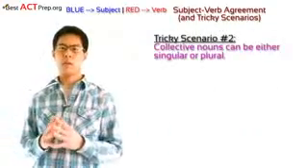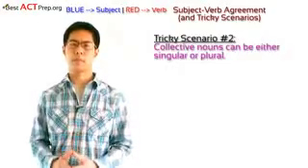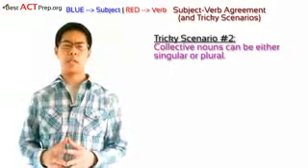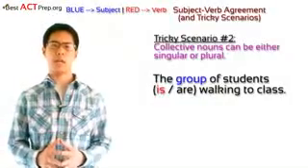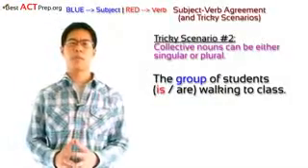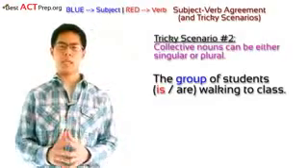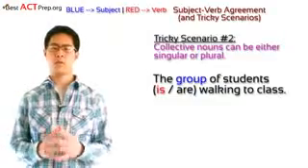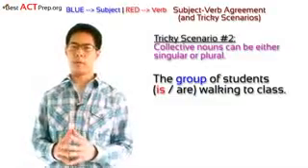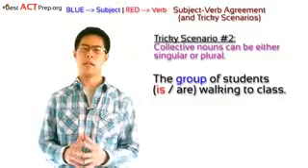Tricky scenario number two. Collective nouns can be either singular or plural. Take a look at the following example. The group of students is or are walking to class. Here, group is the subject, and group is singular, so we should match with the verb is. But the problem is, it can be easy to get confused here because the word group looks like it should be plural, because a group consists of more than one thing.